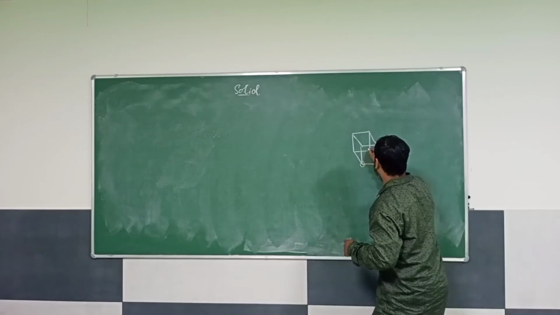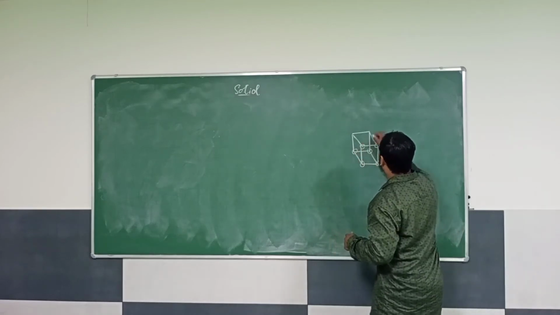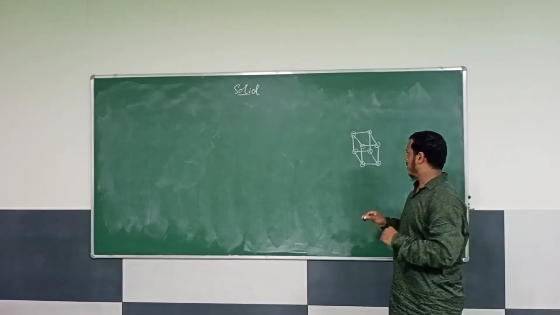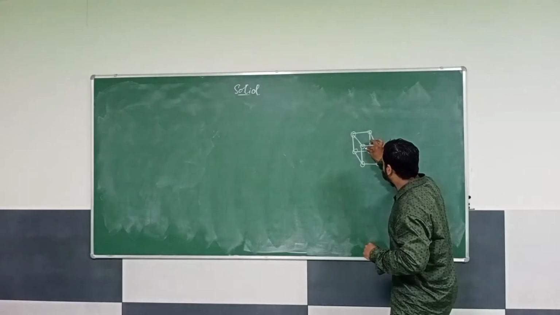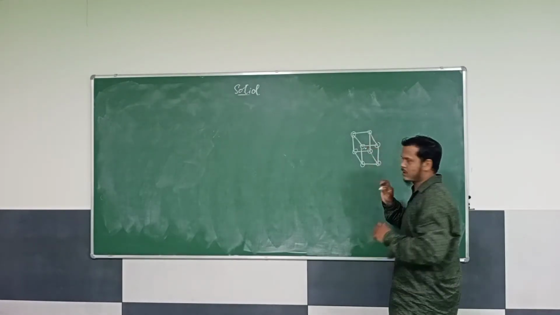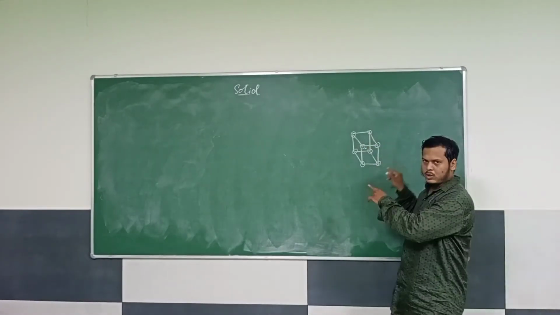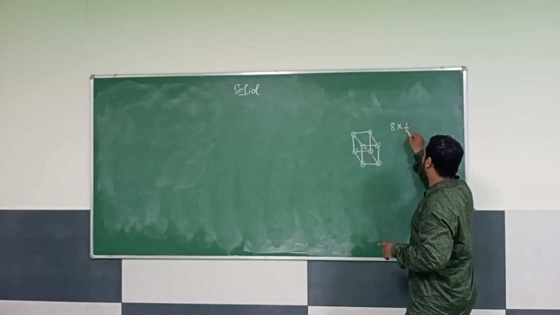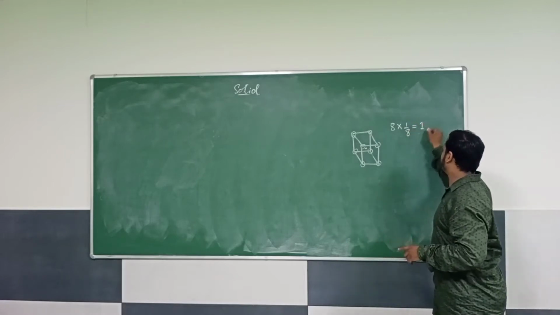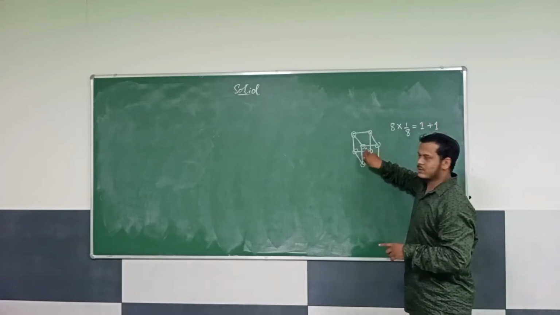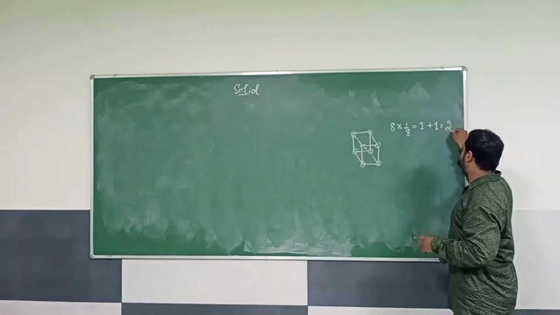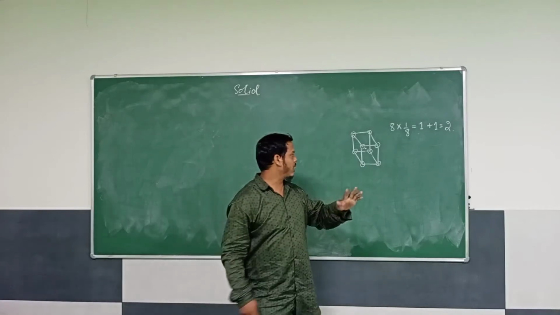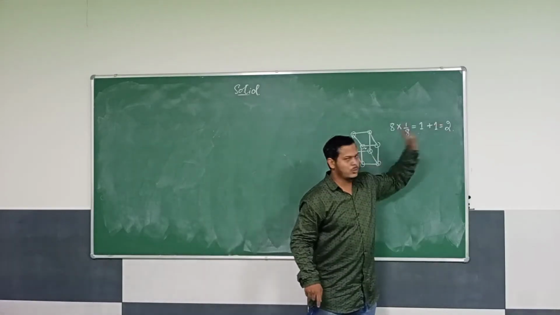These things I have explained clearly in my last session. Along with these 8 corners, each corner has one particle. Along with this, I have one particle exactly at the center of the cube. Because of this, the total number of particles is 8 into 1 by 8, that is 1, plus 1, that is our centered one. So the total number of particles present in the cube is 2. You should remember this.